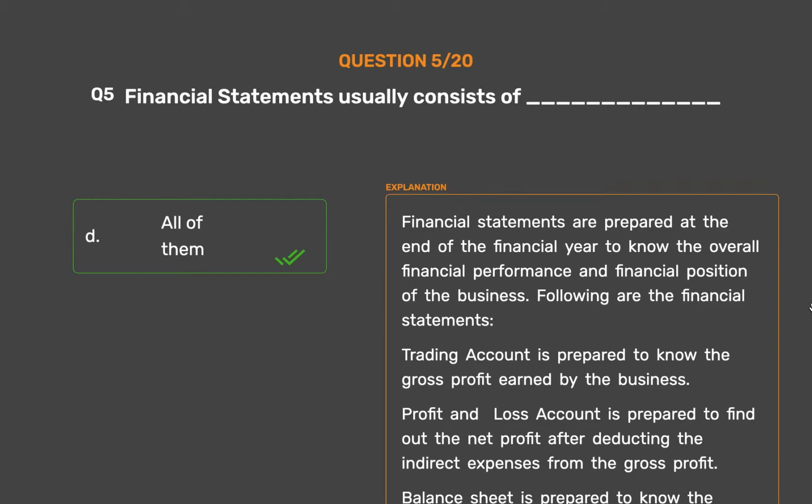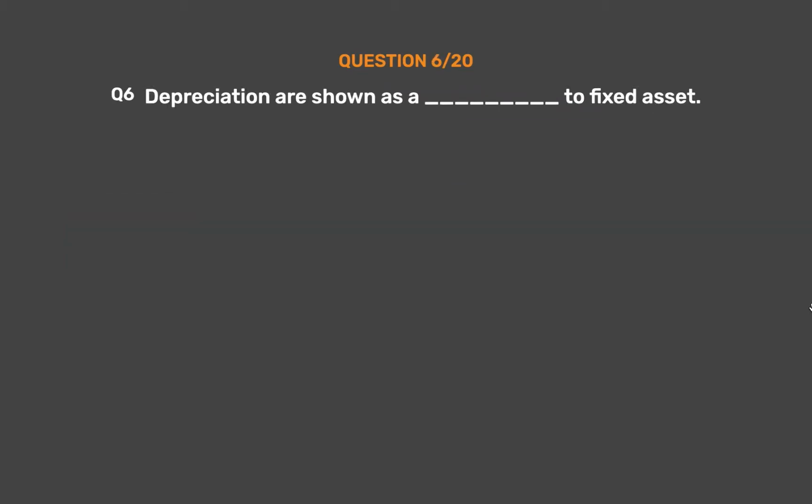Following are the financial statements. Trading account is prepared to know the gross profit earned by the business. Profit and loss account is prepared to find out the net profit after deducting the indirect expenses from the gross profit. Balance sheet is prepared to know the financial position of the business on a particular date, including the position of assets and liabilities.